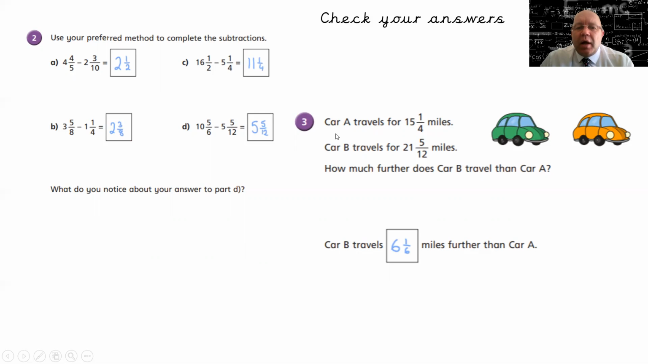Question 3, car A travels for 15 1/4 miles, B travels for 21 5/12 of a mile. How much further does B travel than A? So we're going to do 21 5/12, take away 15 1/4, and you should get 6 1/6, or 6 2/12 if you've not simplified.